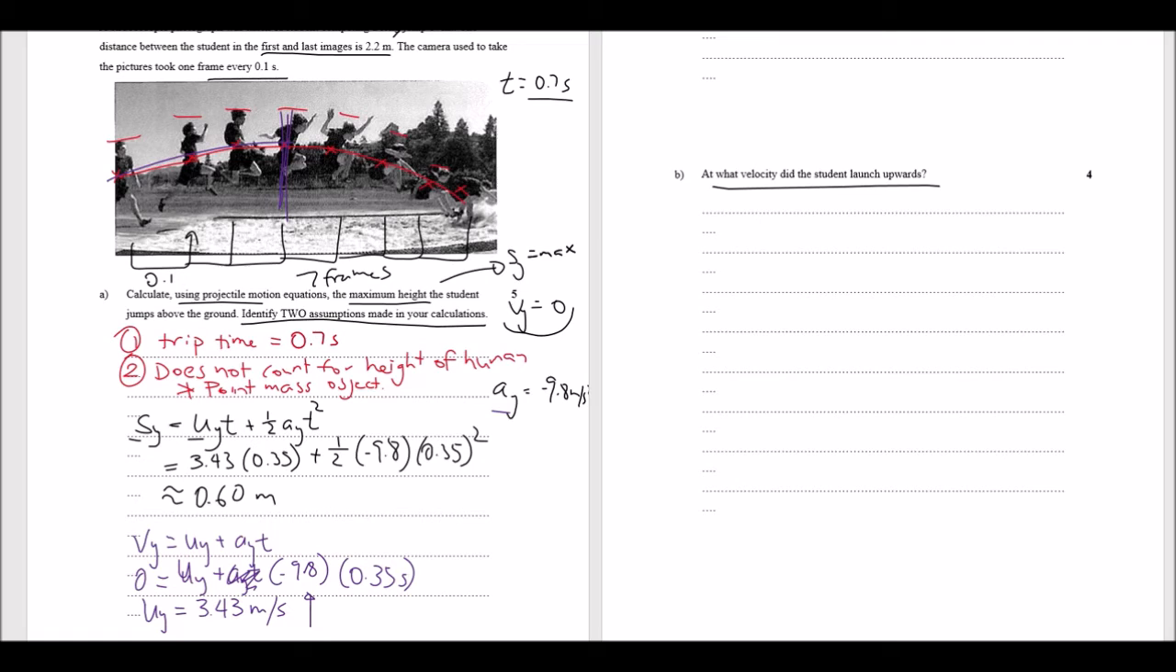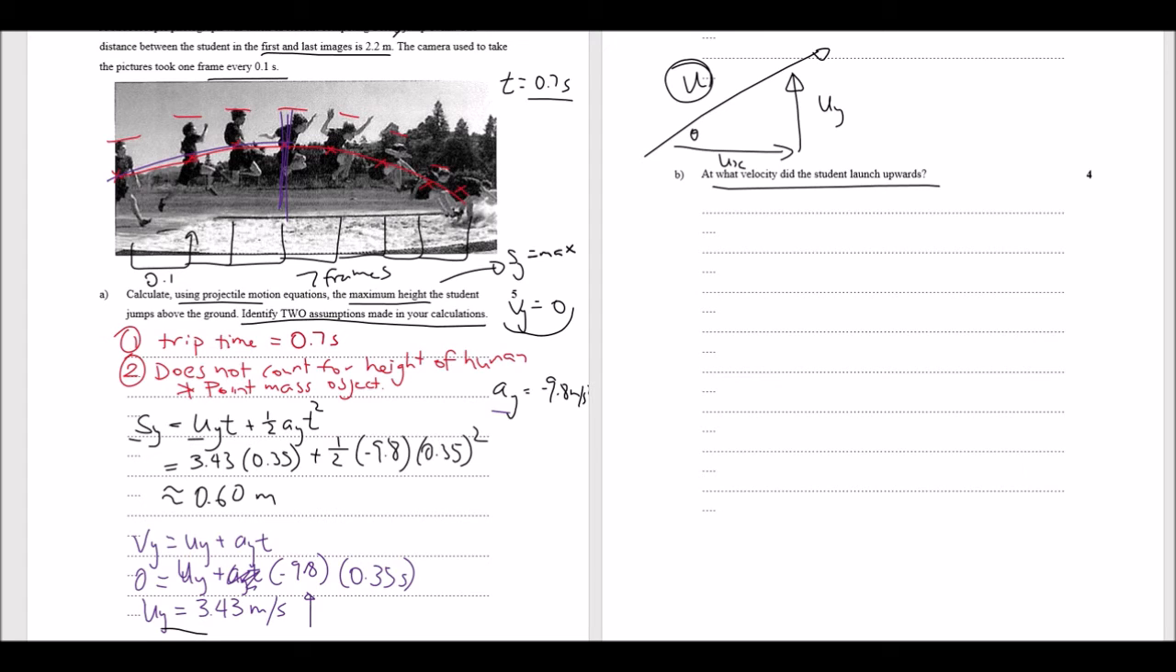Now, this comment of upwards might imply you're trying to find uy, but remember, we already found uy down here. So what the question is actually asking for you to do is find the resultant velocity at which it was launched at some random angle. How fast was this person jumping at that particular angle? Okay, so you need to find uy and ux, solve it as Pythagoras Theorem, and you should be able to find it there.